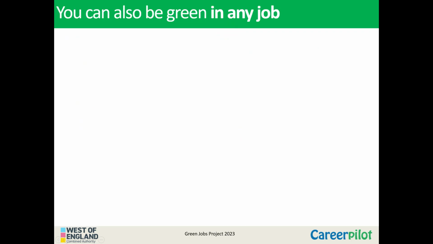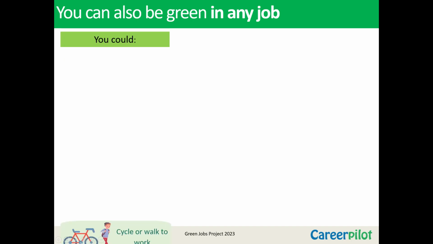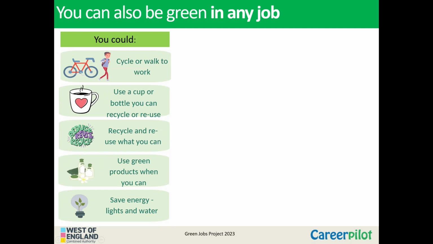And then we go on to try to explain how you can actually be green in any job you do. And we give some examples of things you could do to be green in any job. You could use public transport or cycle or walk to work. You could use a cup that's recyclable, that you can use again. You can reduce or recycle anything that is possible to do that with. Use green products, save energy, lights and water, or other things as well.